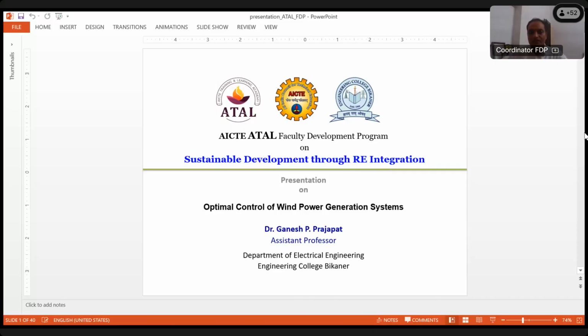So that's why I have taken a simplified title, and a little bit complex thing is the kind of optimal control, how an optimal control can be incorporated into a wind system so that we can extract the maximum power out of a wind turbine system.